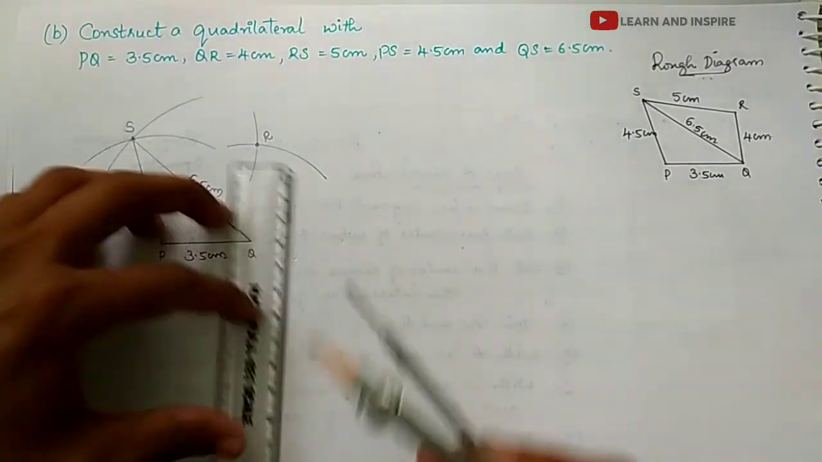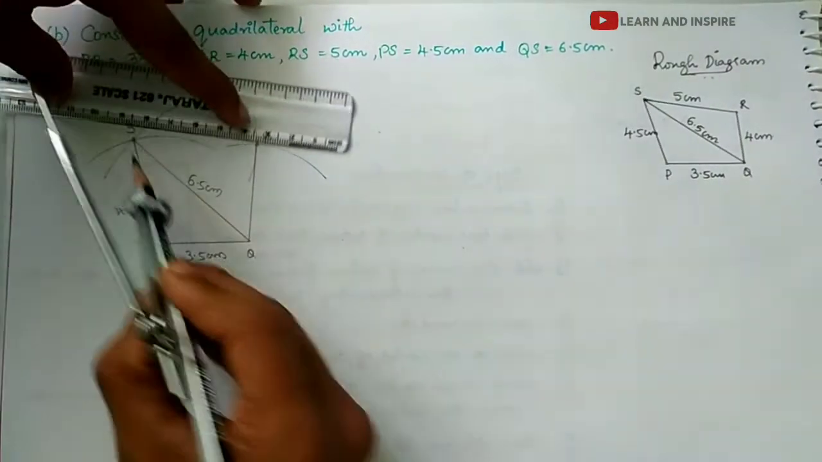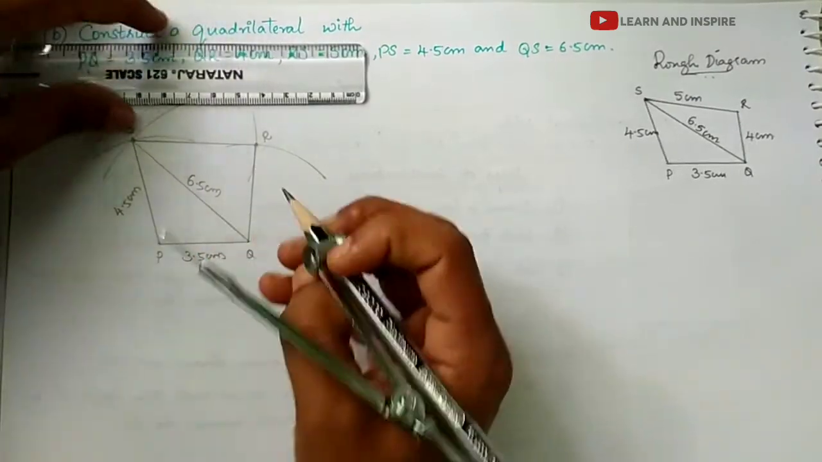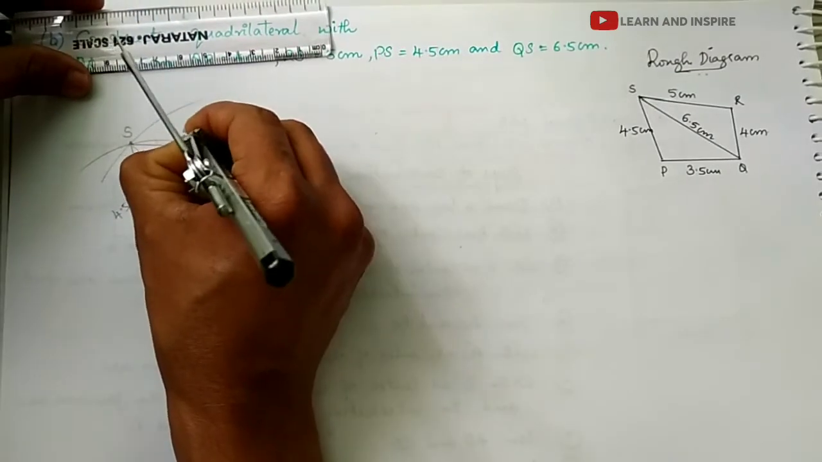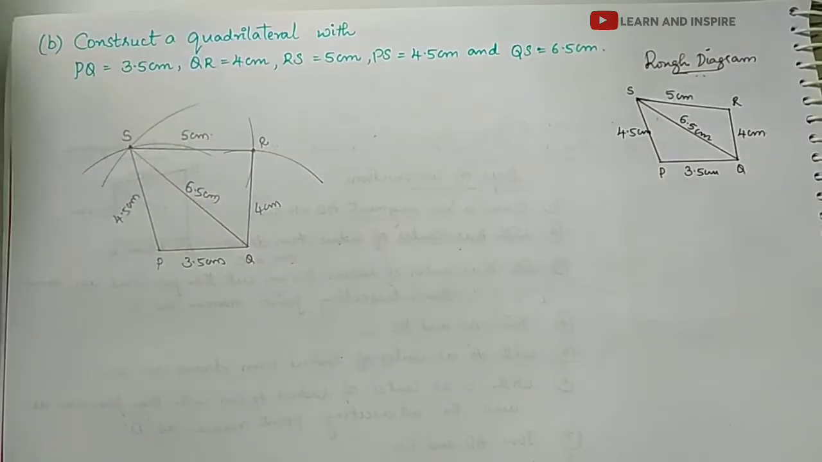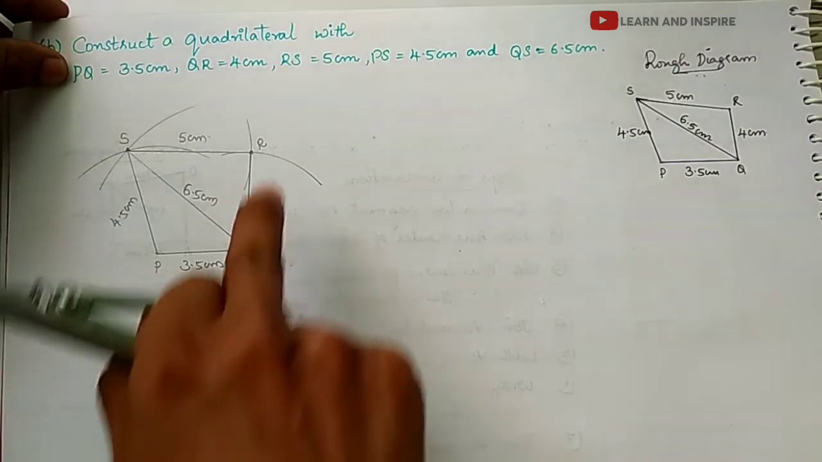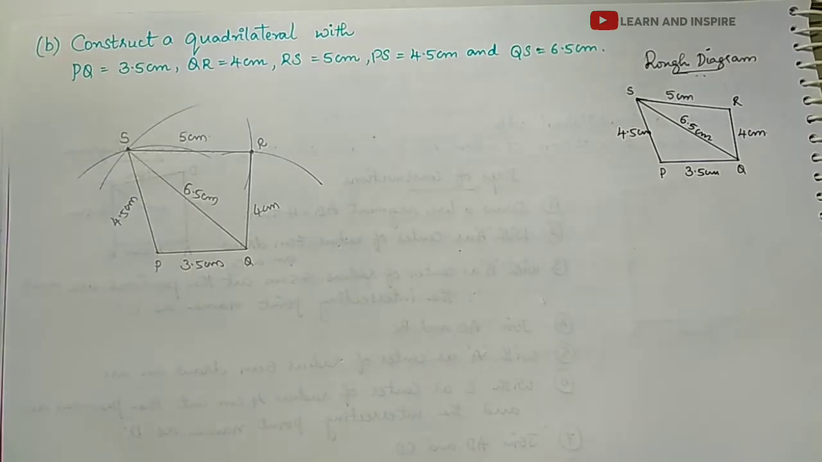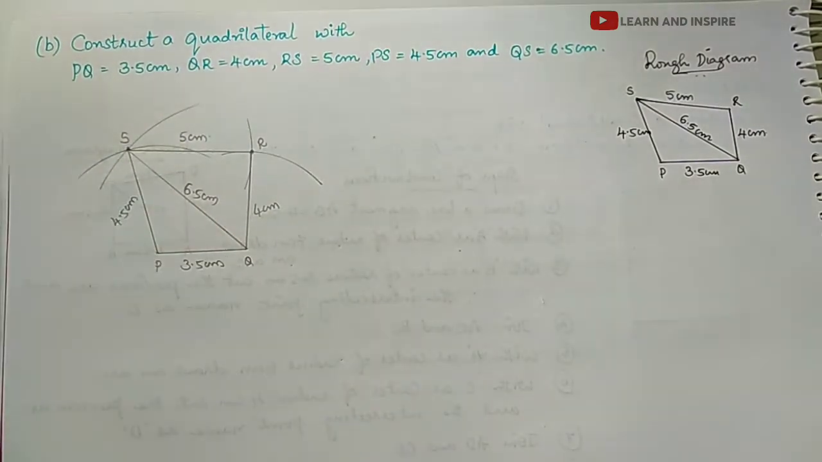Okay, now we can join QS and RS. So join QS and RS and mention the measurements. QR is equals to 4 centimeters and RS is equals to 5 centimeters. Now you can see this is a quadrilateral PQRS with one diagonal QS. Okay, so now we write the steps of constructions.